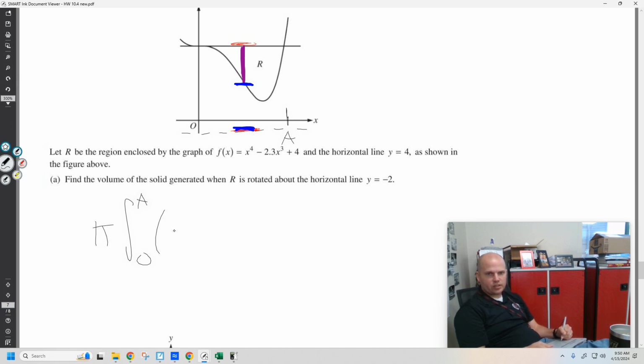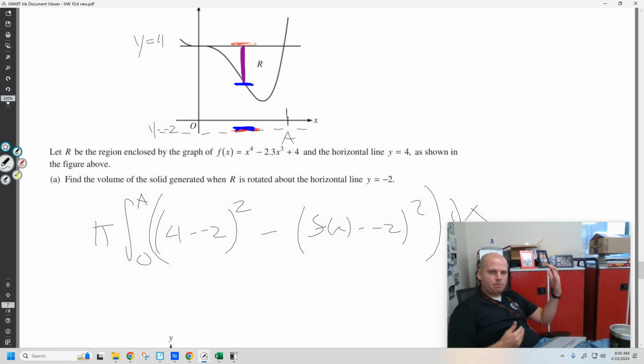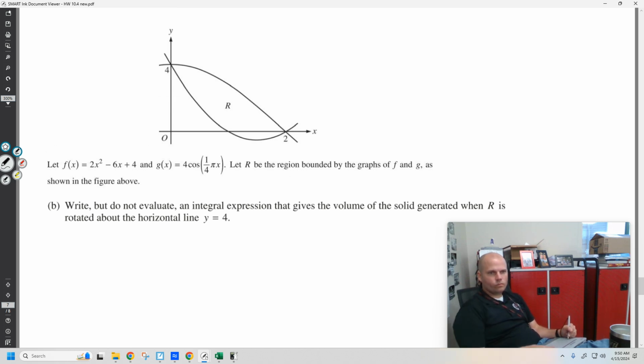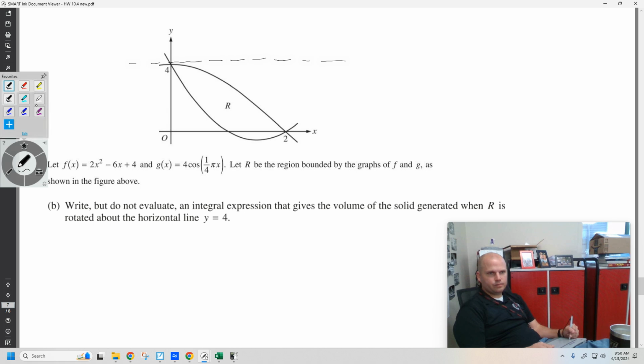Outer radiuses is consistently y equals top minus y equals middle. Inner radiuses, don't forget to square, are consistently f of x minus negative 2. So minus a negative 2, we are extending the radius, we're making it bigger. That's what it is. Y equals 4. Here's my washer. My rectangle spun, creating a washer.